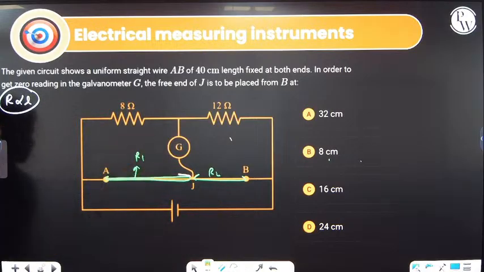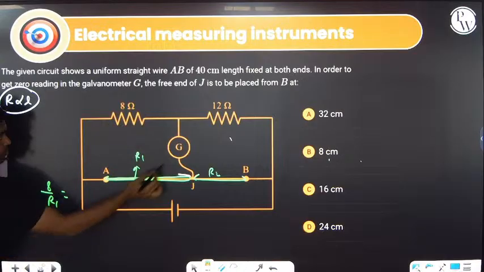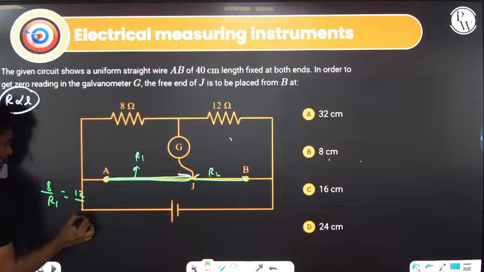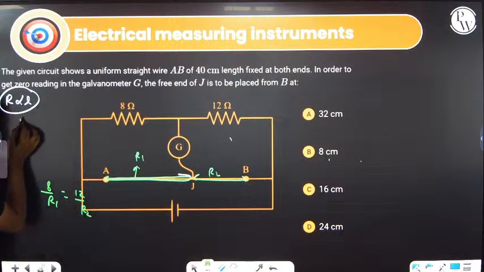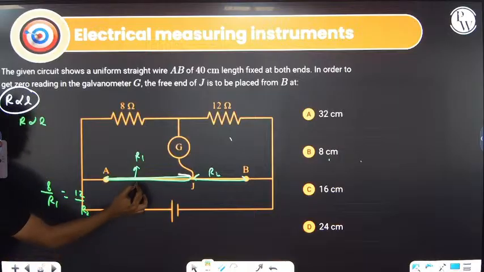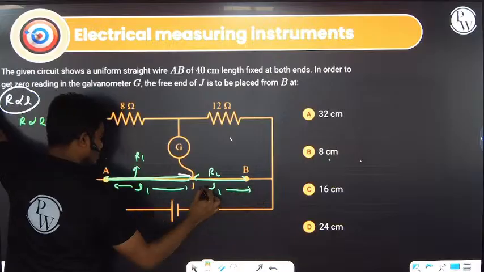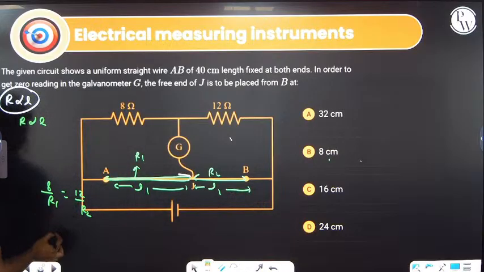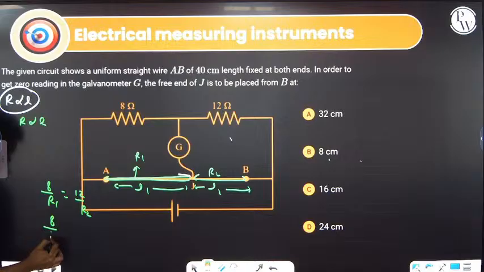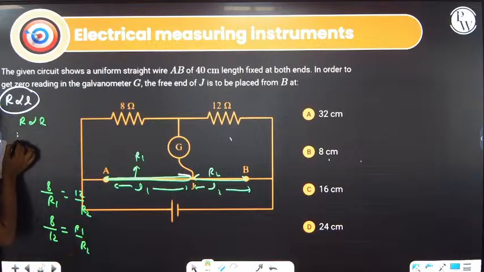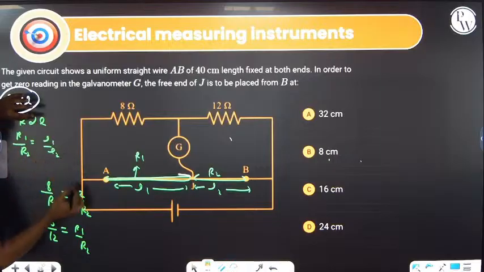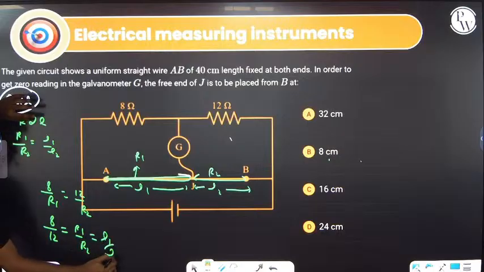It is the condition of the Wheatstone bridge. This resistance by that, 8 by R1, should be equal to 12 by R2. Now I told you R is proportional to length, right? So this length is L1 and this length is L2. So from here I can write 8 by 12 is equal to R1 by R2. Since R is proportional to L, what will R1 by R2 be? L1 by L2. So from here we can write L1 by L2.